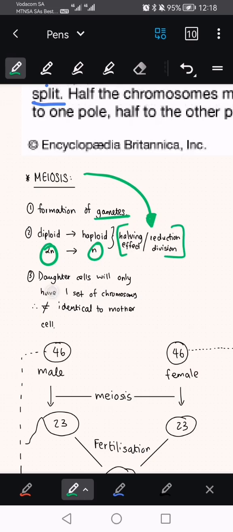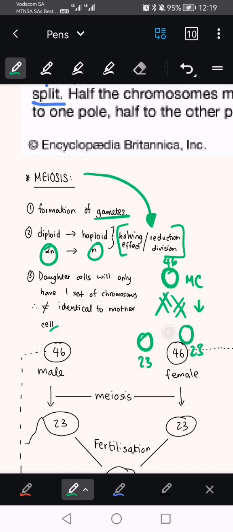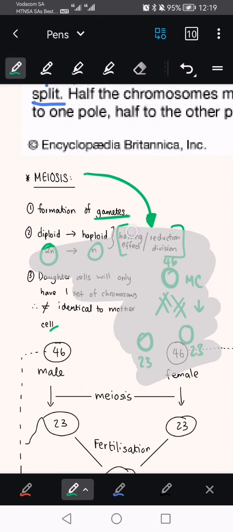There's a halving effect that's taking place where the daughter cells at the end of meiosis 2 will only have one set of chromosomes. And therefore they will not be identical to the mother cell. Remember, in mitosis, the mother cell was identical to the two daughter cells. But in meiosis, that is not the case. The mother cell might have had 46, but here we will have 23 and 23. That is the reduction division that is taking place. That is meiosis. And to understand this, we need to look at the life cycle of a human.